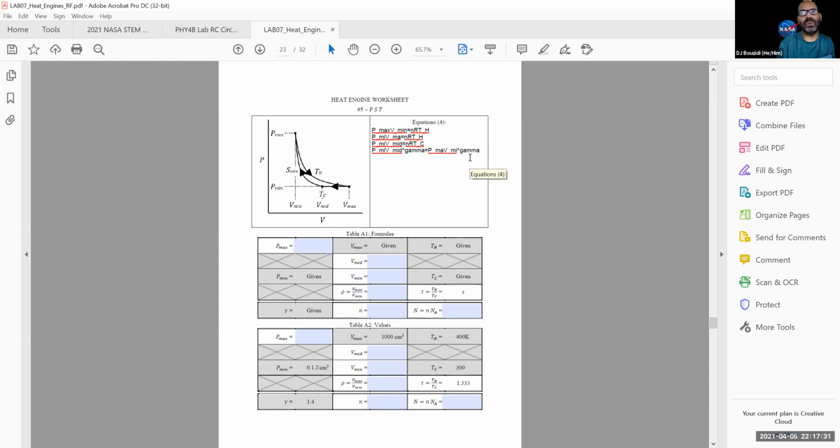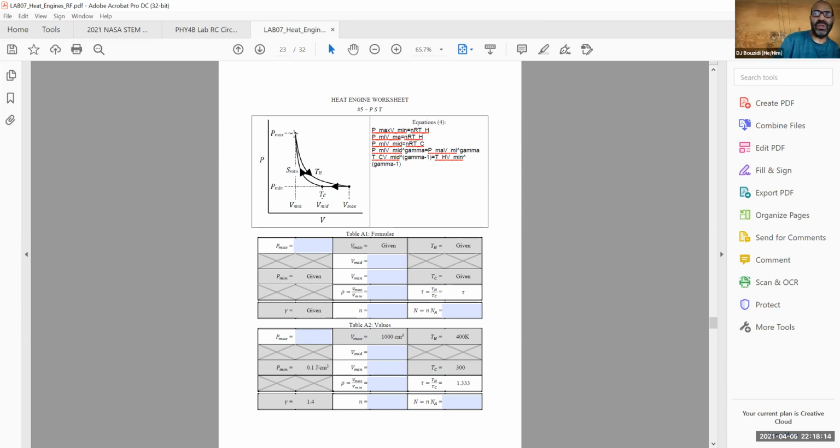As a matter of fact, we have a relationship between T hot and T cold because of that point too. So we know that T cold at this point times V_mid to the power, open parentheses, gamma minus 1, is equal to this point on the diagram, which is T_hot times V_min to the power gamma minus 1.